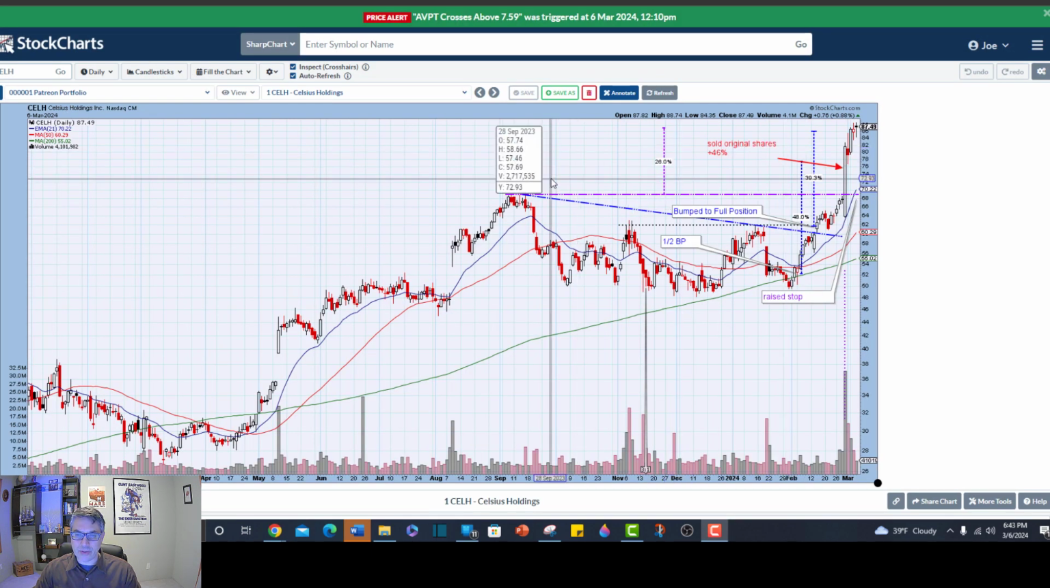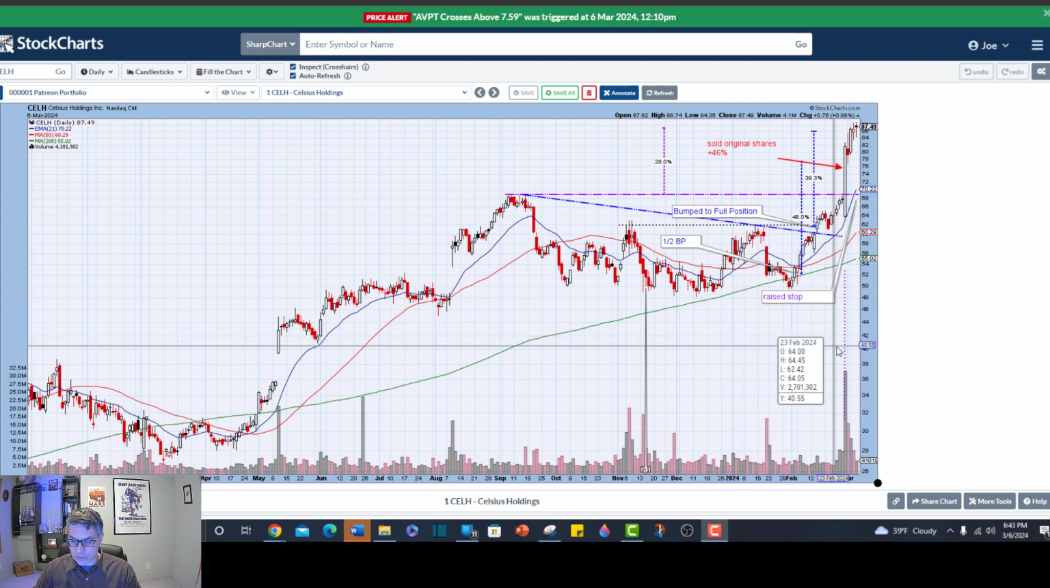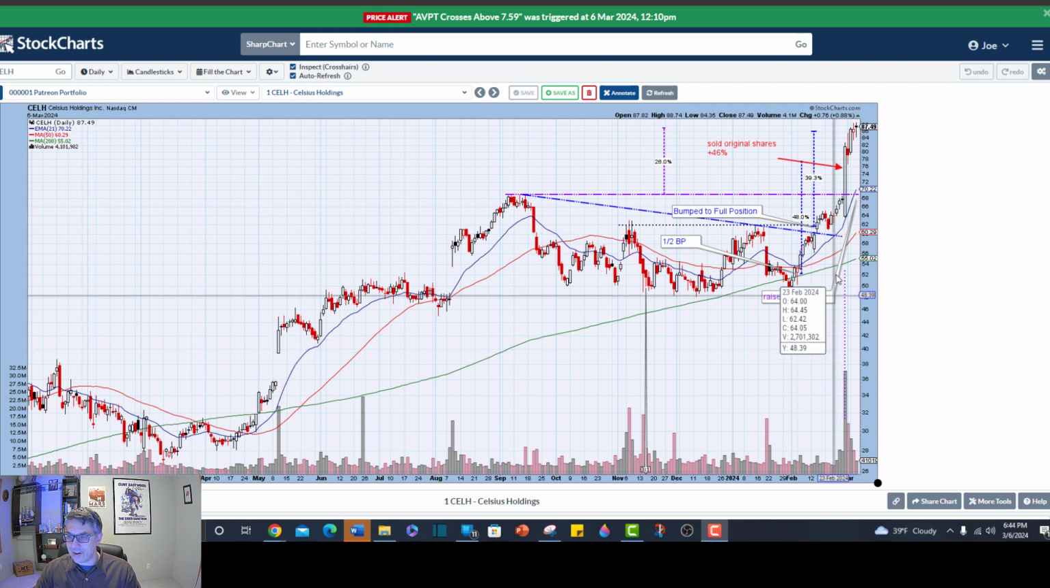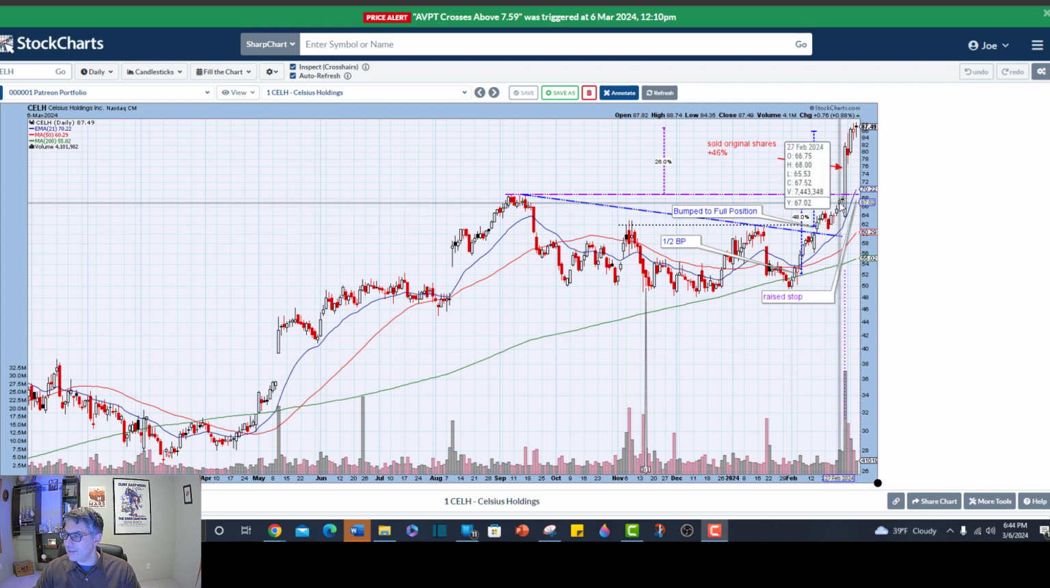Okay, now we can use our inspect tool. 2/27, February 27. Bought it right there, right here. Got stopped out 2/29 right there. Okay, so a couple things. So number one, you bought it right there. That's just a little bit extended. The better day to buy it was the day before, off of this little tight platform. It seems like a small nuance, but when you're running tight stops, you really have to nail those entry points or you will get stopped out.